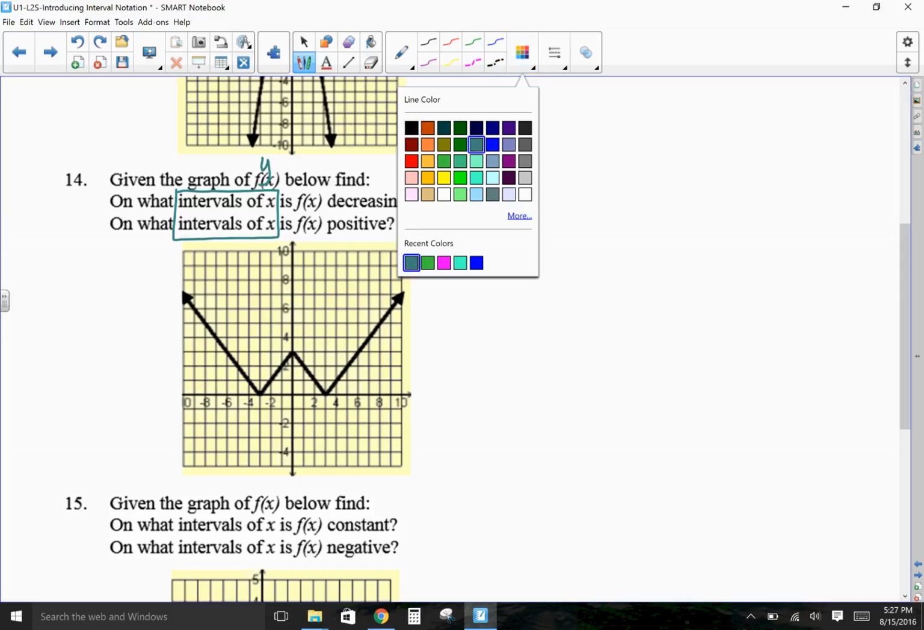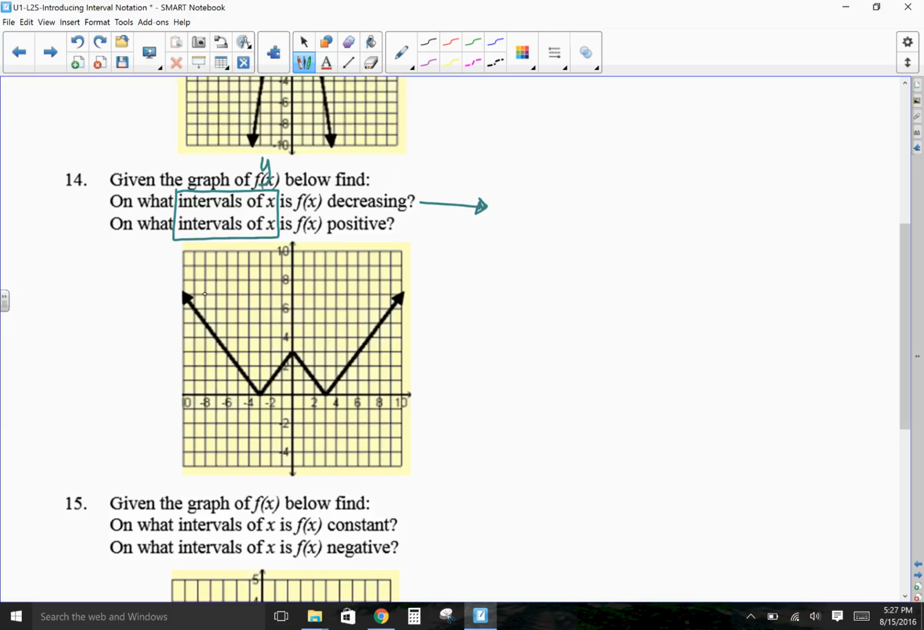I was here. Okay, so when you want to figure out where it's decreasing or increasing, put your finger on the graph. We read from left to right when we read our sentences, so you start on the left side of your graph and you trace it. Trace the graph and you should be able to tell that I am going down.